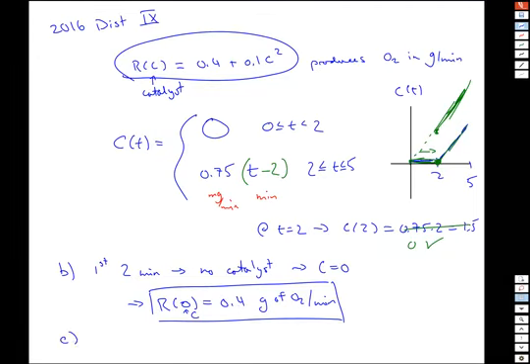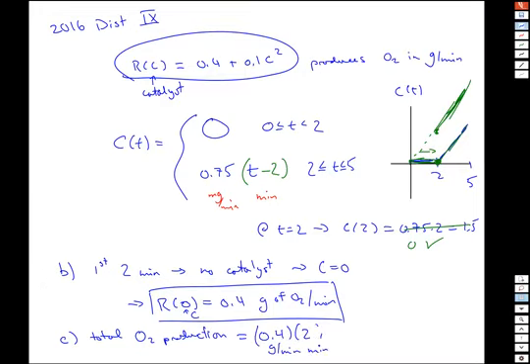And that makes the answer to part C straightforward as well, because the total oxygen production, well, it's going to be 0.4 grams per minute. Clarify that. Times 2 minutes. And that's going to give us 0.8. When things are constant, they're super easy to figure out how much we're going to generate.